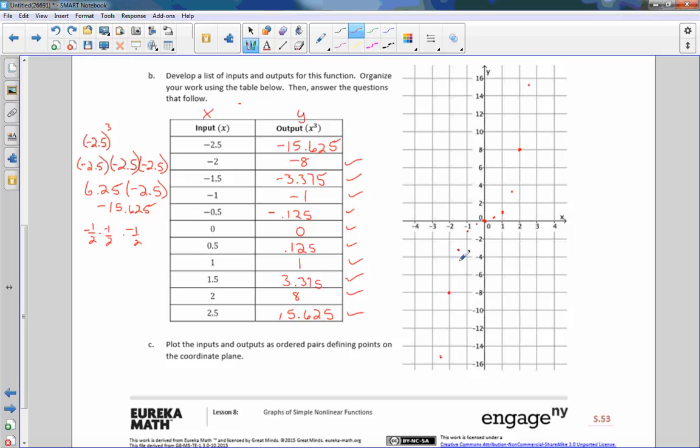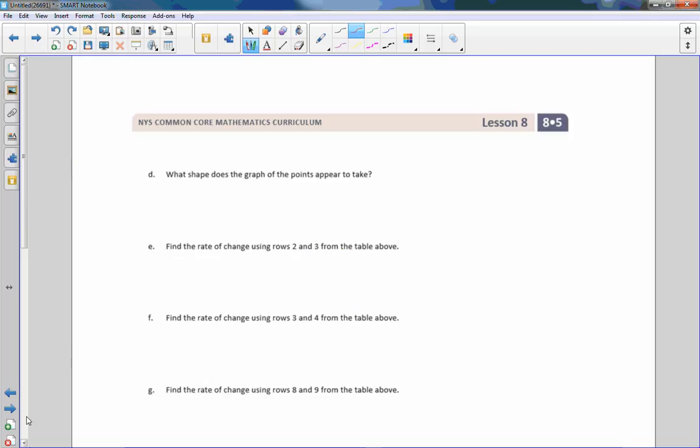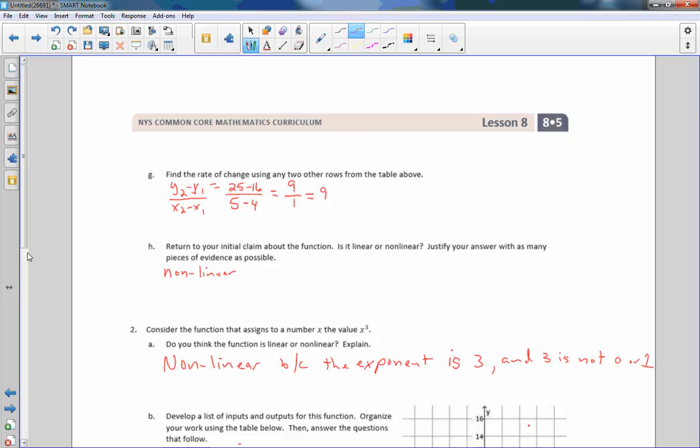Okay, so as you can see, it's turning, it's curving, it's turning, it's going back up. Okay, so it's a 180-degree rotation. If I rotate this 180 degrees, this point would land right there. Okay, so there we have it. We plotted them. What shape does the graph of the point appear to take? It's a curve. Find the rate of change using rows 2 and 3 from the table above.